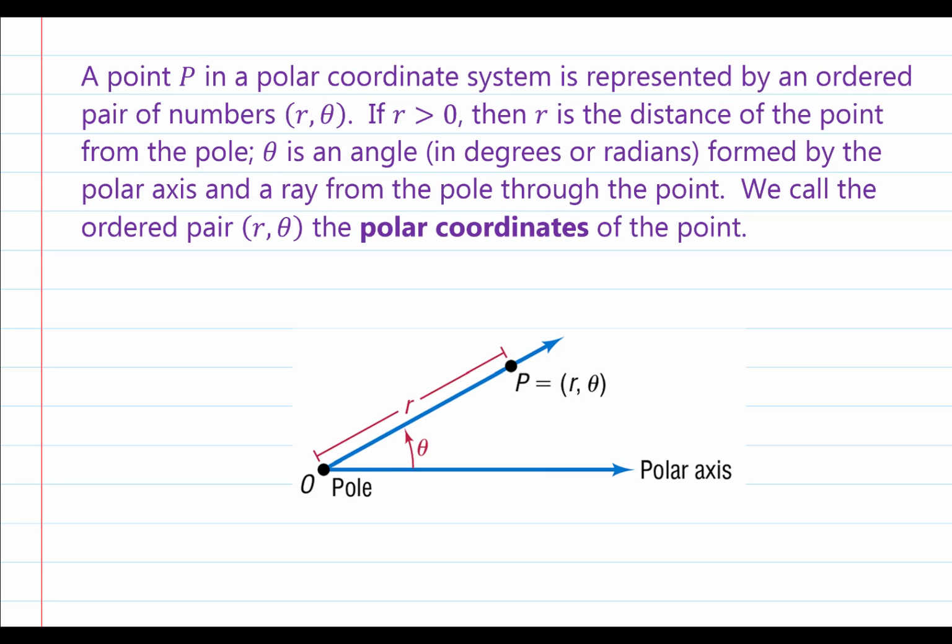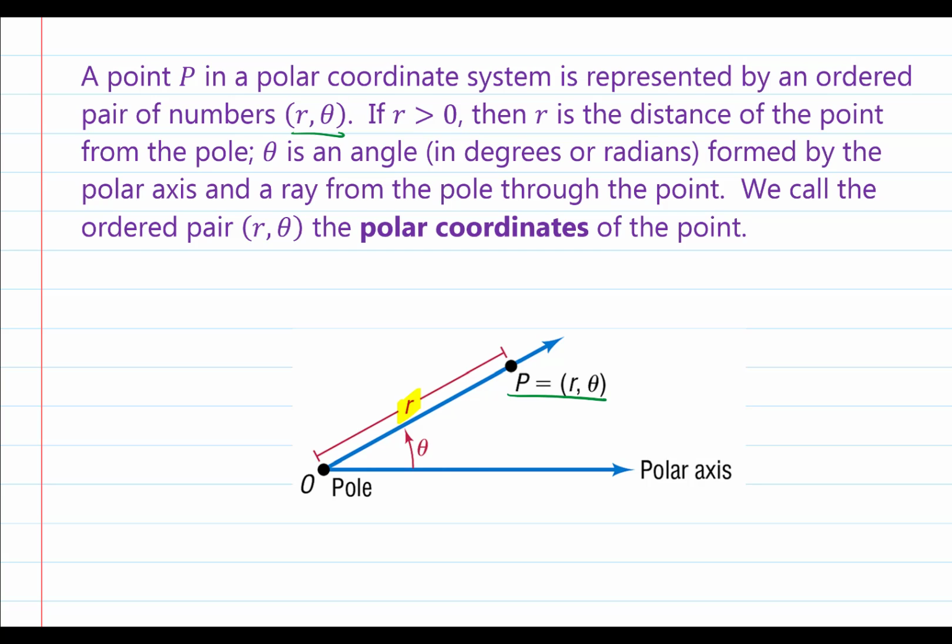A point P in a polar coordinate system is represented by an ordered pair of numbers, which will be r, theta. If r is positive, or greater than 0, then r is the distance of the point from the pole. So you can see here in my diagram, I have a point P, which is represented by the ordered pair r, theta, and so the distance from the point P to the pole is a value of r.